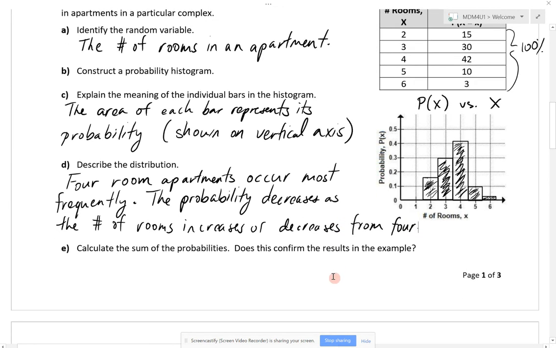Okay, part C, calculate the sum of the probabilities. Does this confirm the results in the sample? If you add up all the probabilities, the sum of all probabilities is 1, or you could say 100%. And so this confirms the result in our example.